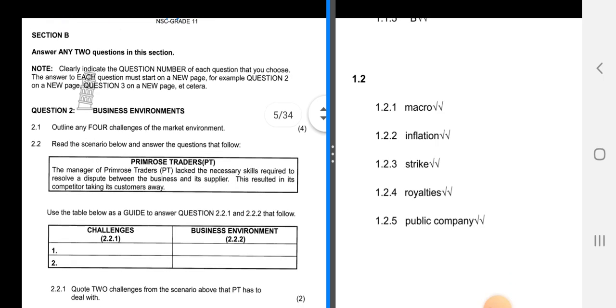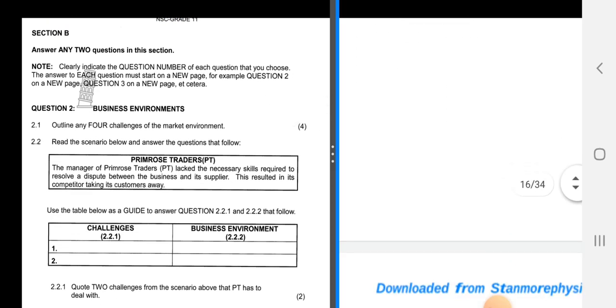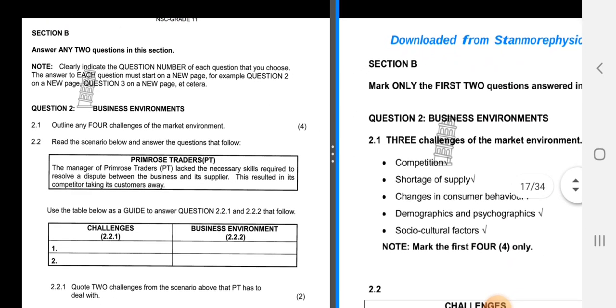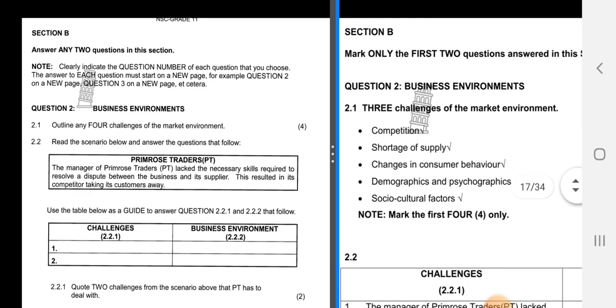Now we are in section B, and we are going to start with question 2. So 2.1 says outline any 4 challenges of the market environment. So the market environment, its challenges: competitors, shortage of supply, change in consumer behavior, demographics and psychographics, and social cultural factors. So you only have to mention 4.